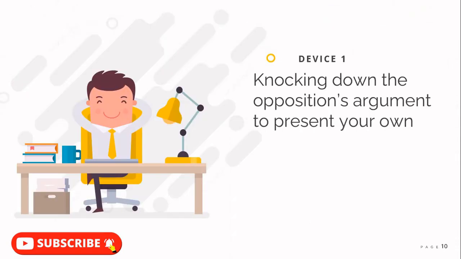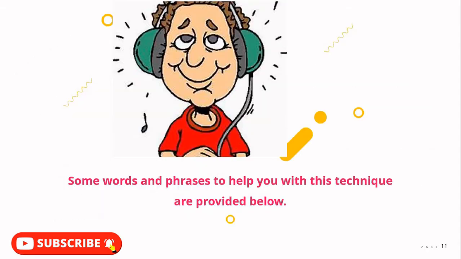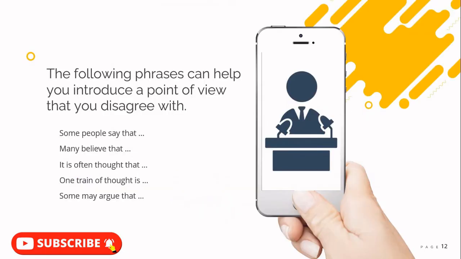The first device is knocking down the opposition's argument to present your own. An effective technique to use in an argument is to describe or explain an argument that is the opposite to yours. You then need to prove it wrong with a powerful counter-argument, and exposing the flaws in an opposing argument can strengthen your argument for sure. Let's see some words and phrases to help you with this technique.